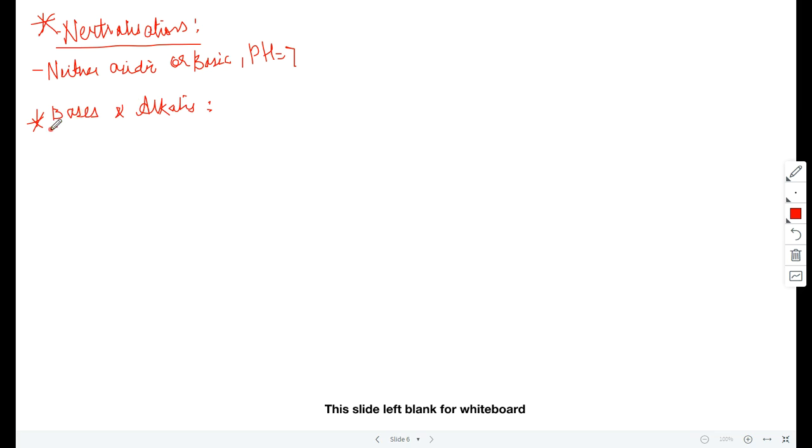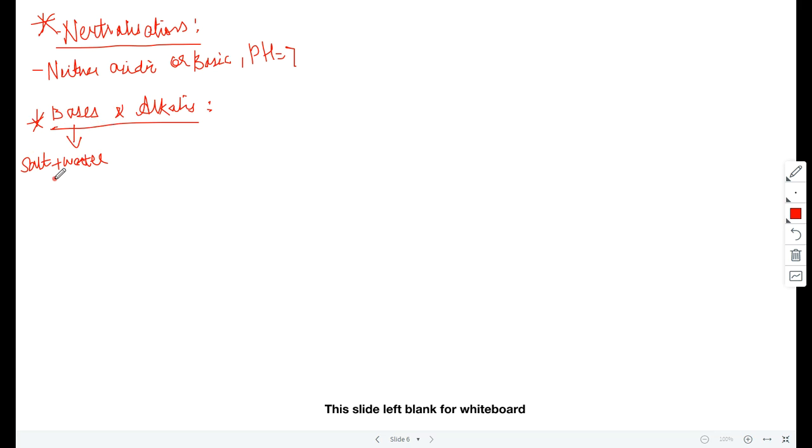Then what is the difference between a base and an alkali? I thought they were the same thing. Same thing, but why two different names if they are the same thing? Now, a base is a substance that reacts with an acid to form salt and water. You remember we saw this earlier, right? So a base reacts with an acid to form salt and water only.